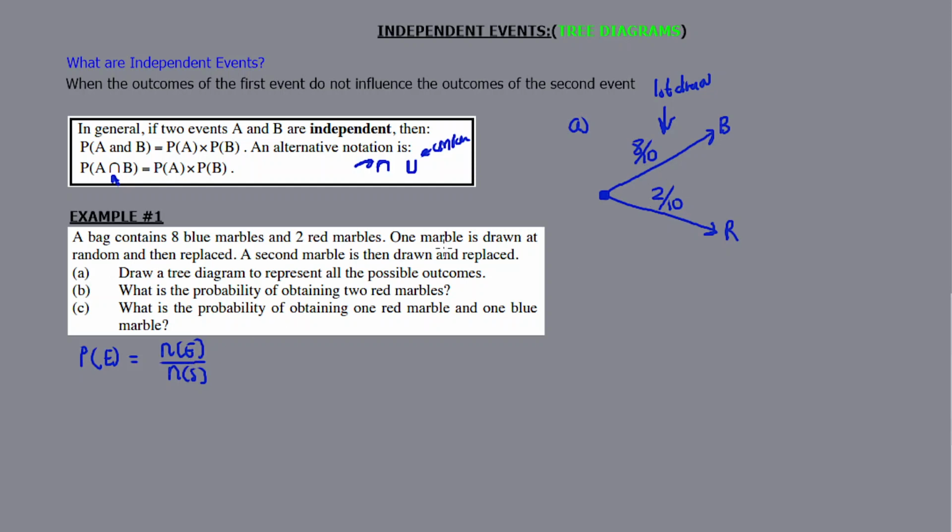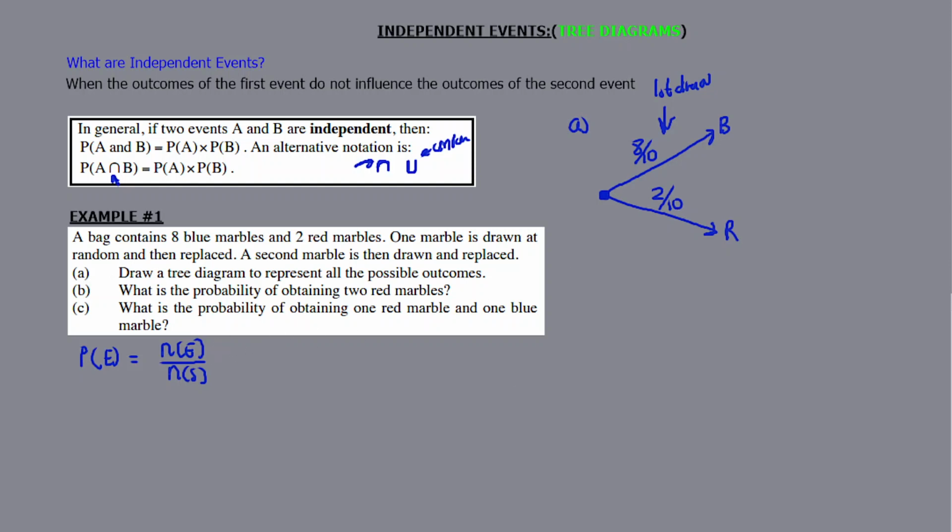Back to event B, the probability of event B happening is 8 out of 10. The number of outcomes in event B, in our case, is 8, divided by the total number in the sample space. The sample space is a total of 10 marbles. So that's why it's 8 over 10. For the red ball, it's 2 out of 10, applying the same formula.